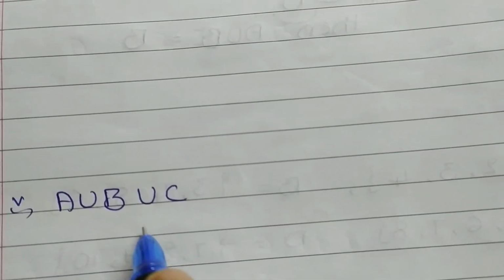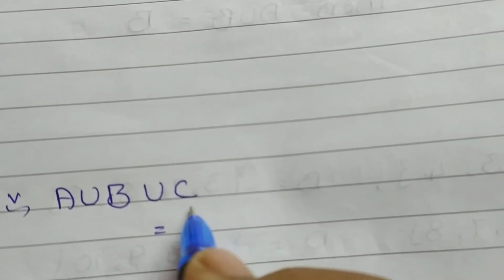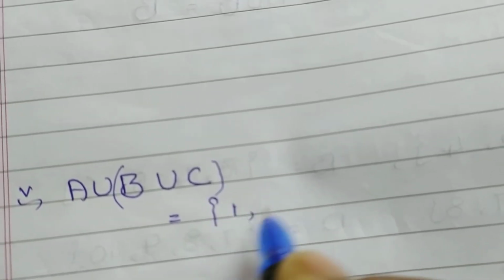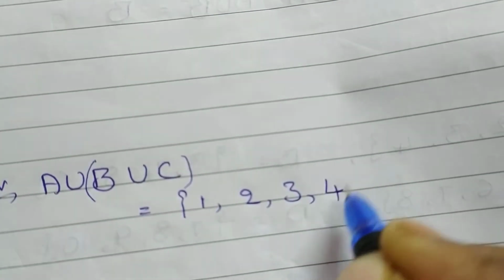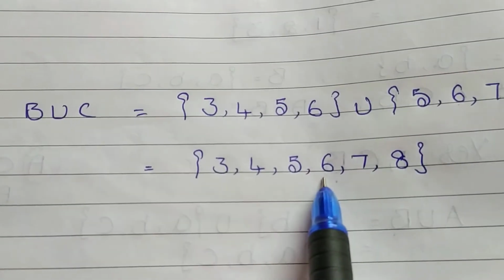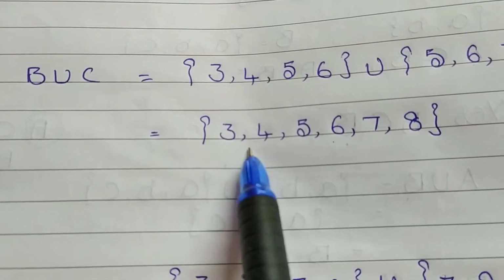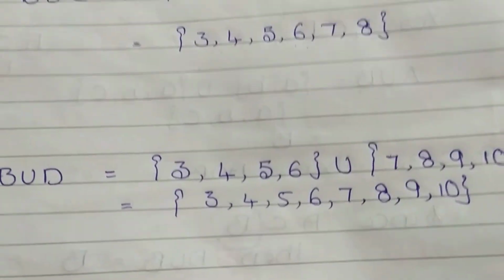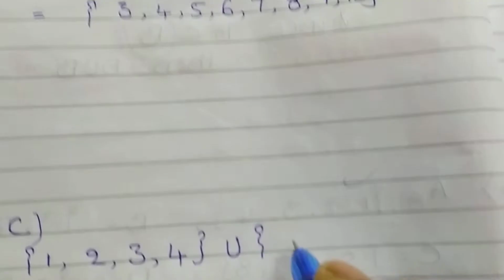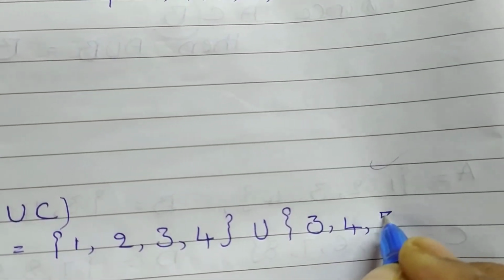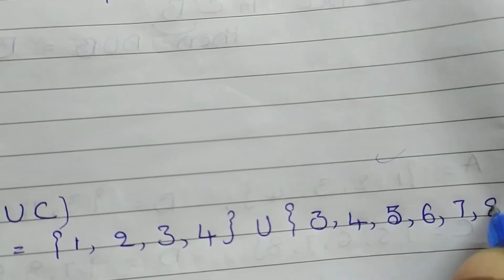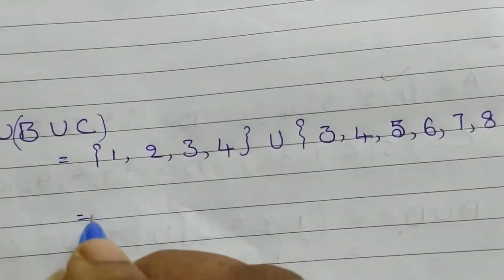Now coming to A union B union C. We will calculate like this: first we take two as one set. A is 1, 2, 3, 4, union what we got as B union C. Otherwise, if you substitute the sets and find out, you are going to get the same thing. So directly I am writing 3, 4, 5, 6, 7, 8. However you do it, you are going to get the same set.